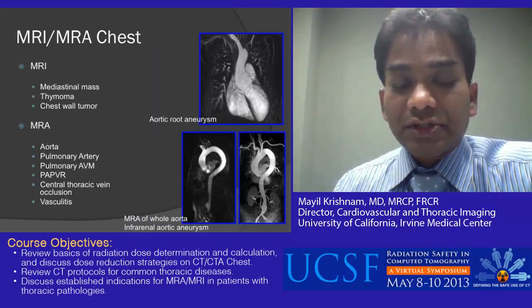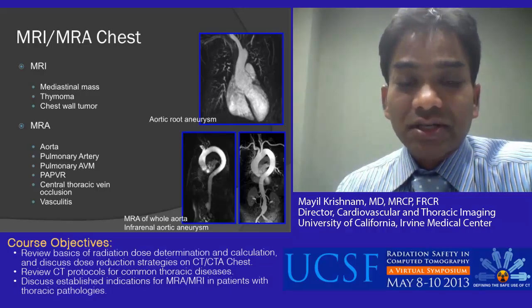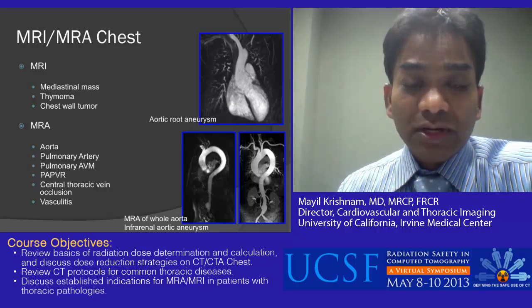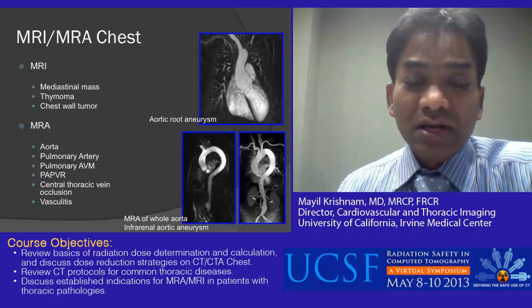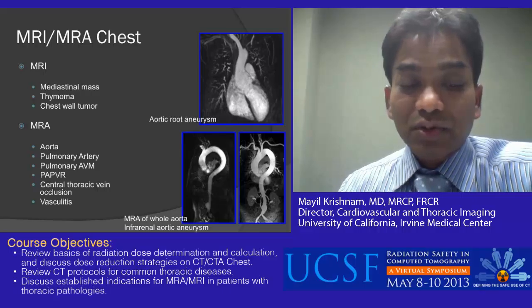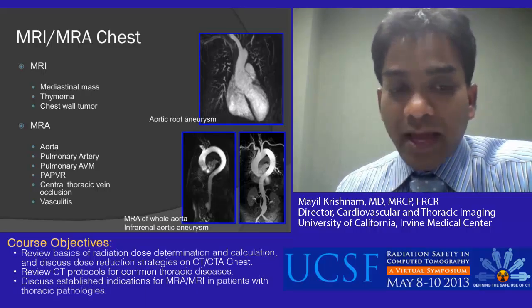We should try to include MRI and MRA chest as an alternative to CT in order to reduce the dose to the patients for certain indications, especially when it comes to MRA. We can assess aortic aneurysm, acute aortic syndrome, pulmonary arteries, pulmonary AVMs, PAPVR, partial anomalous pulmonary venous drainage, thoracic venous occlusion, and of course vasculitis.